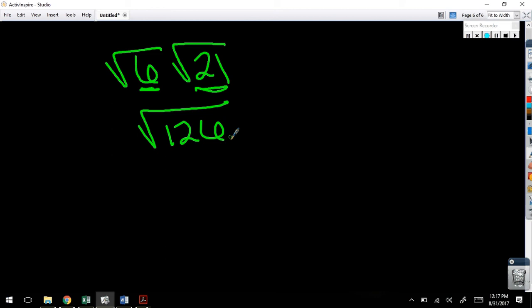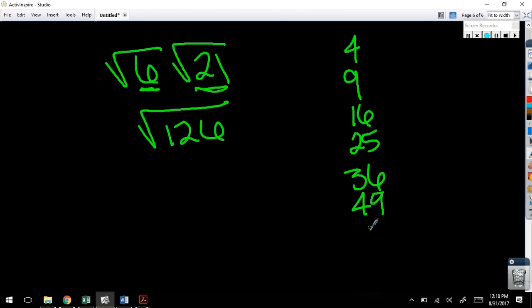Think about your list of perfect squares. 2 squared is 4, 3 squared is 9, 4 squared is 16, 5 squared is 25, 36, 49. What am I at? 6, 7, 8, 9, 10. Does anything go in there? 64?